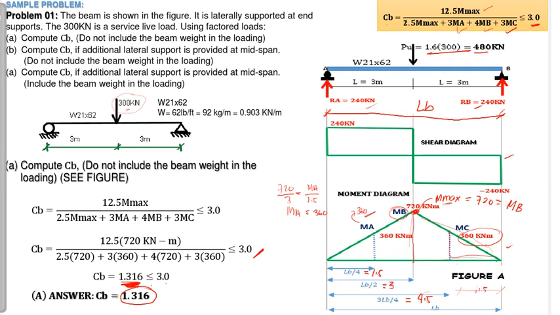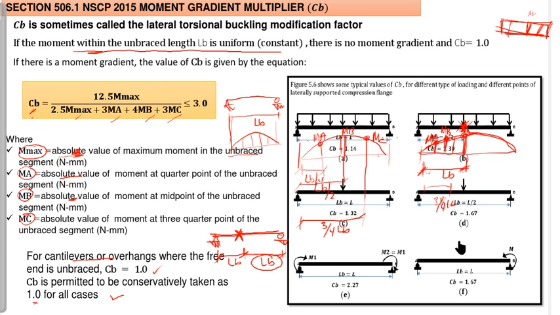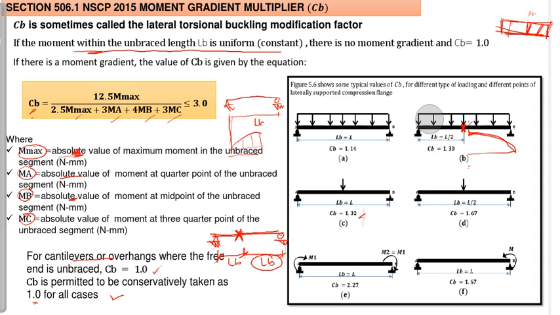And actually, kanina, meron tayong typical values of CB for different types of loading and different points of laterally supported compression flange. Ito yung mga given. So, pag alam nyo ito, you can directly use these values of CB. Pag uniform load, tapos yung lateral support natin is full span, ang CB natin is 1.14. So, kahit di na kayo mag-solve. Ito, yung sa example natin, pinapakita ko lang kung paano na-solve yung CB natin.